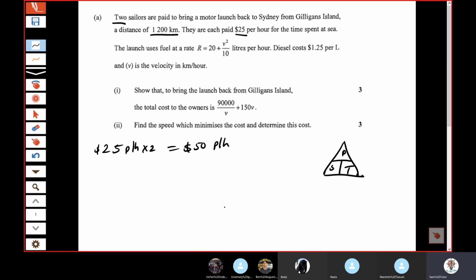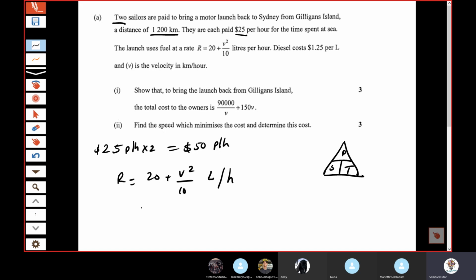Fair enough? The launch uses fuel at a rate of 20 plus V squared on 10 liters per hour. So R equals (20 plus V squared) on 10 liters per hour. Diesel costs $1.25 per litre. That means it's going to cost me (20 plus V squared) on 10 litres, but every litre is $1.25, so I'm going to multiply that by $1.25.